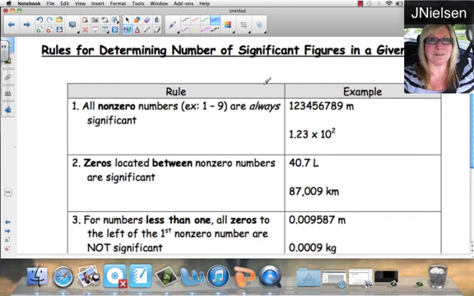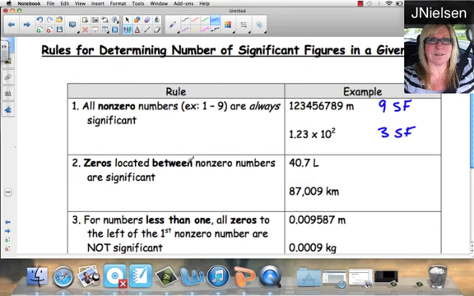You can also determine sig figs just using rules. For example, all non-zero numbers are always significant. So 1 through 9 is always going to be significant. So 1, 2, 3, 4, 5, 6, 7, 8, 9. So I have 9 sig figs here. Here I have 3 sig figs.